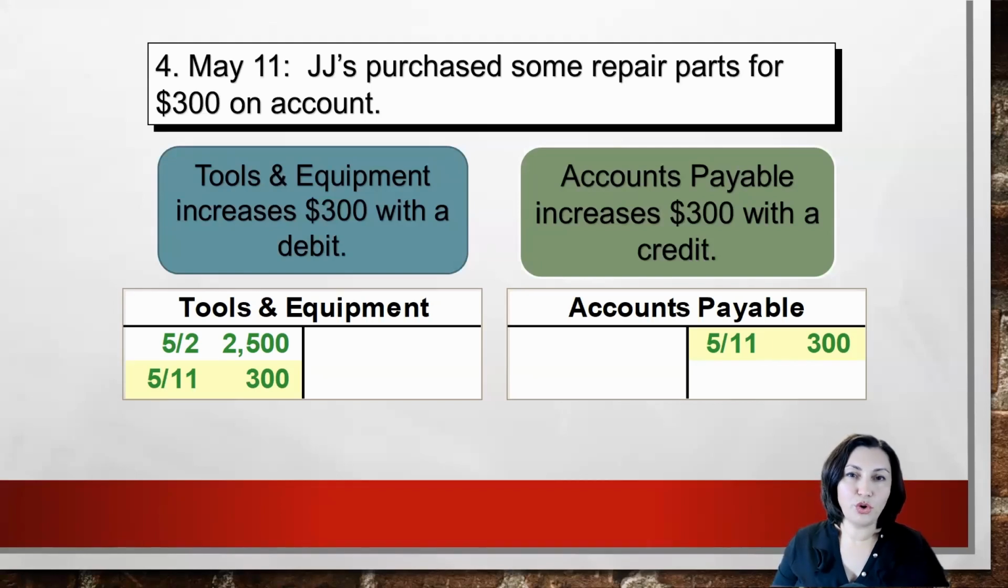The asset account called Tools and Equipment increased. Increases in asset accounts are shown on the debit or left side of the ledger account. So $300 is placed on the debit side of the Tools and Equipment account. Accounts payable, a liability account, increased by $300. Increases in liability accounts are shown as credits. The amount involved is placed on the credit or right side of the accounts payable T account.